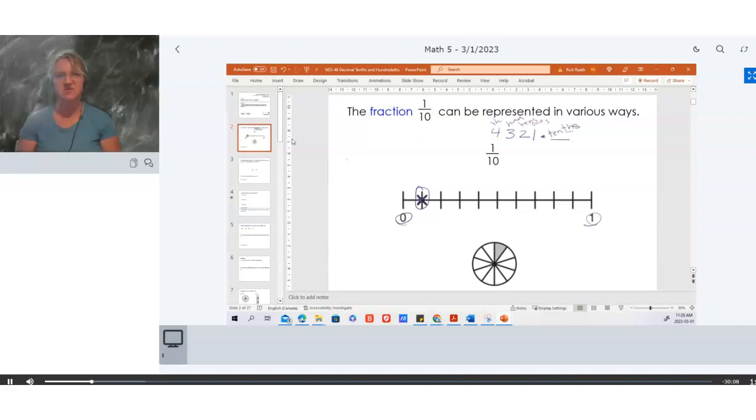So notice the little bit of a difference there. We have the TH in there to show that it's tenths. And then we can go on to hundredths. And we can even go to thousandths. Now in grade 5, we don't deal with thousandths. We only go as far as hundredths. But I want you to be aware that it's there, right? That it keeps going on and on.